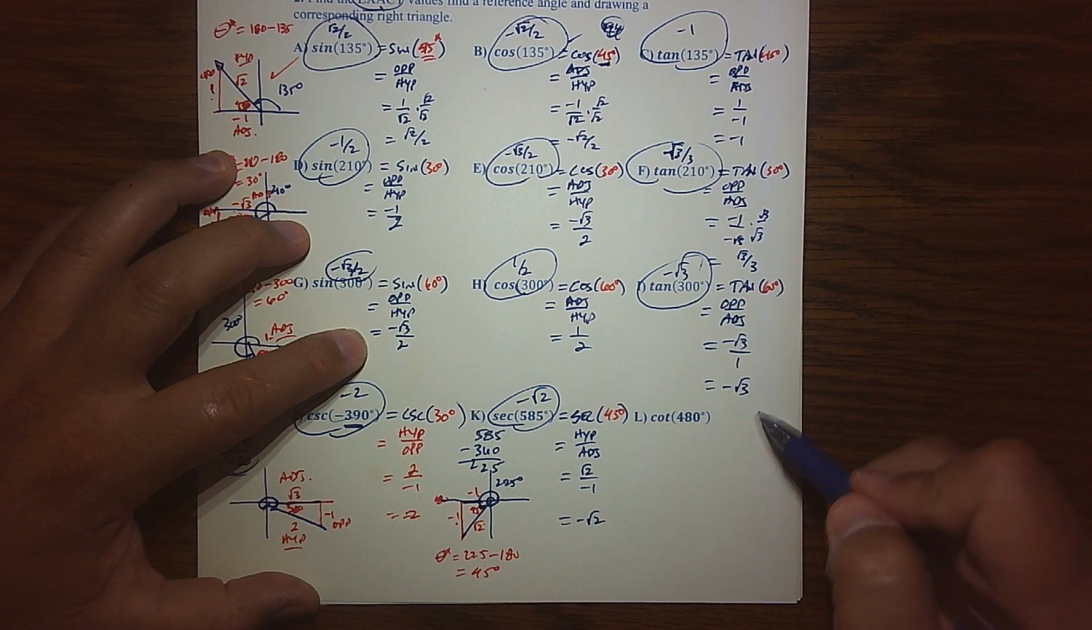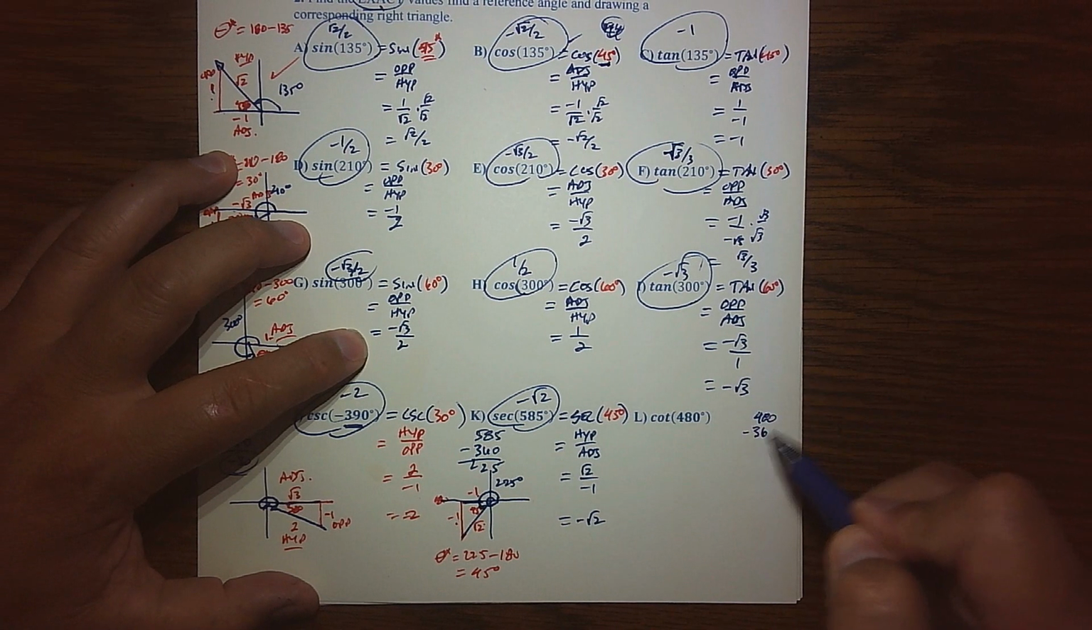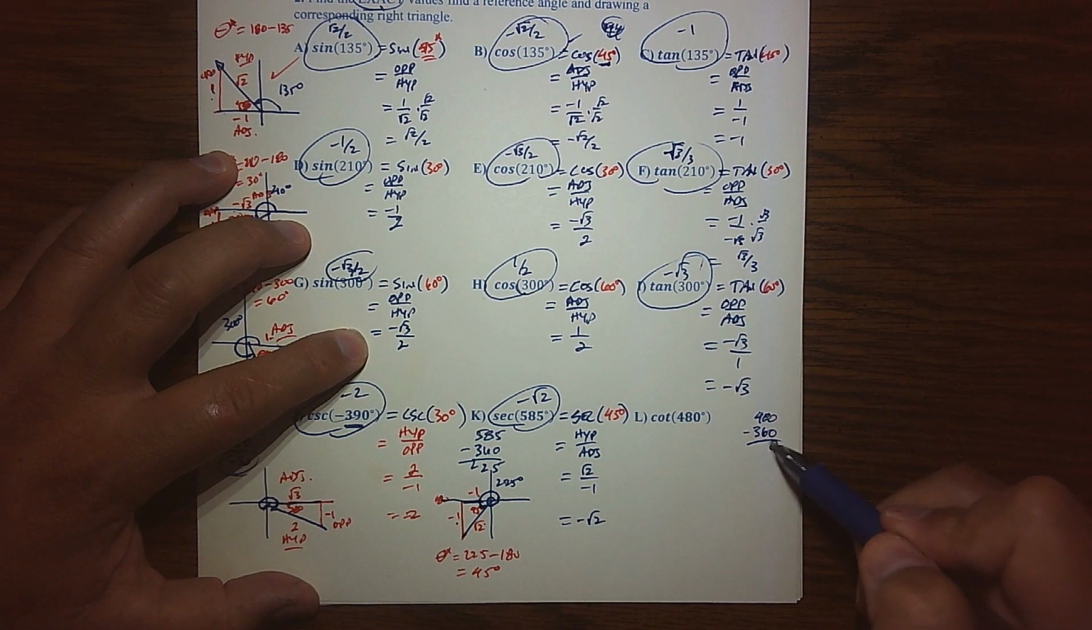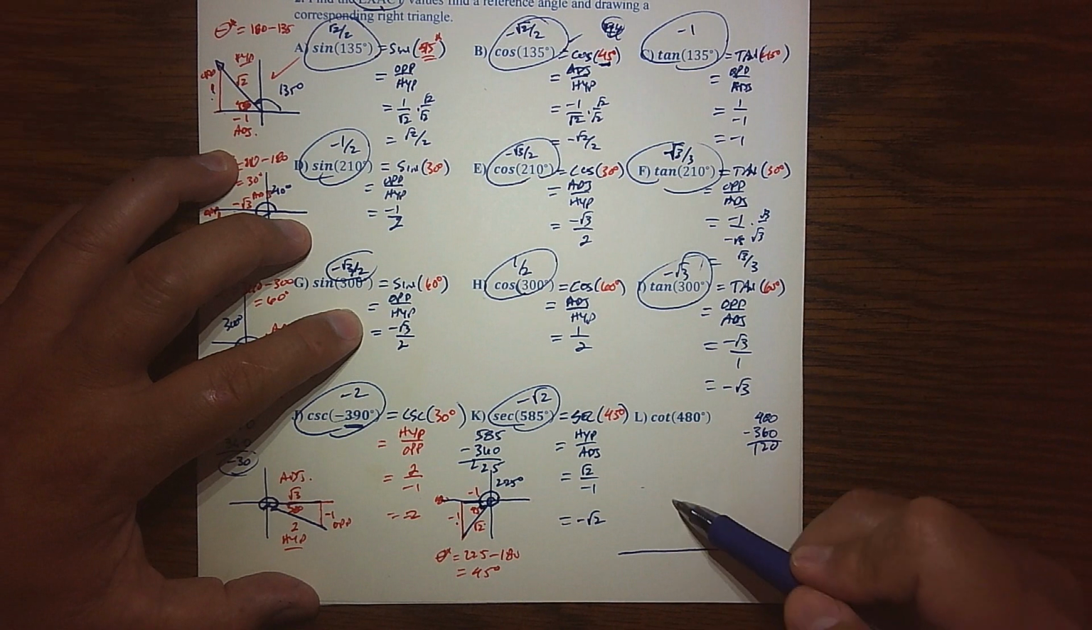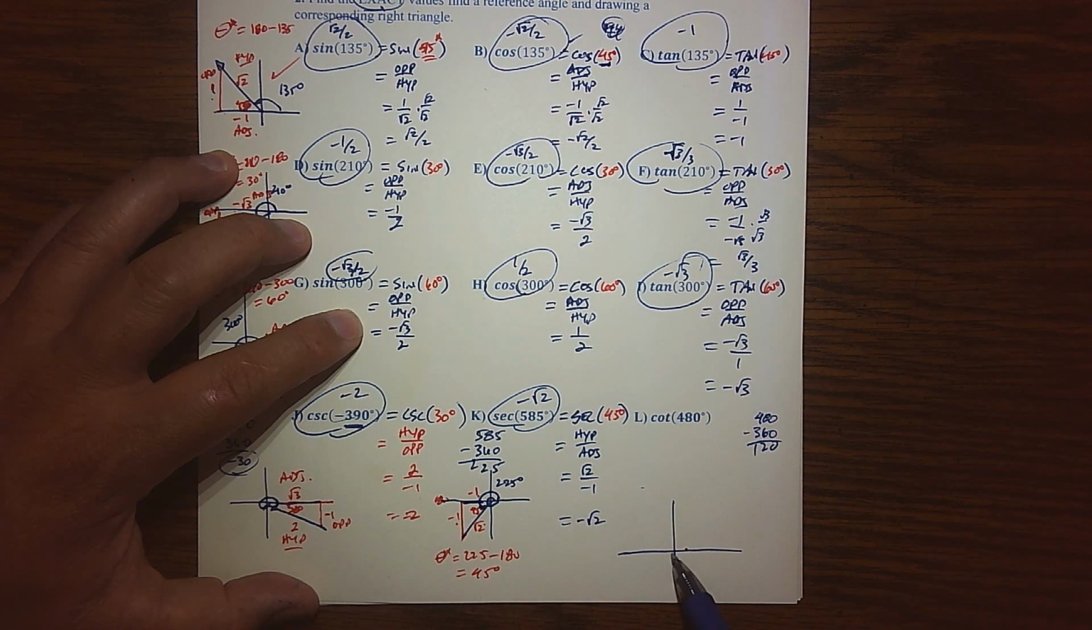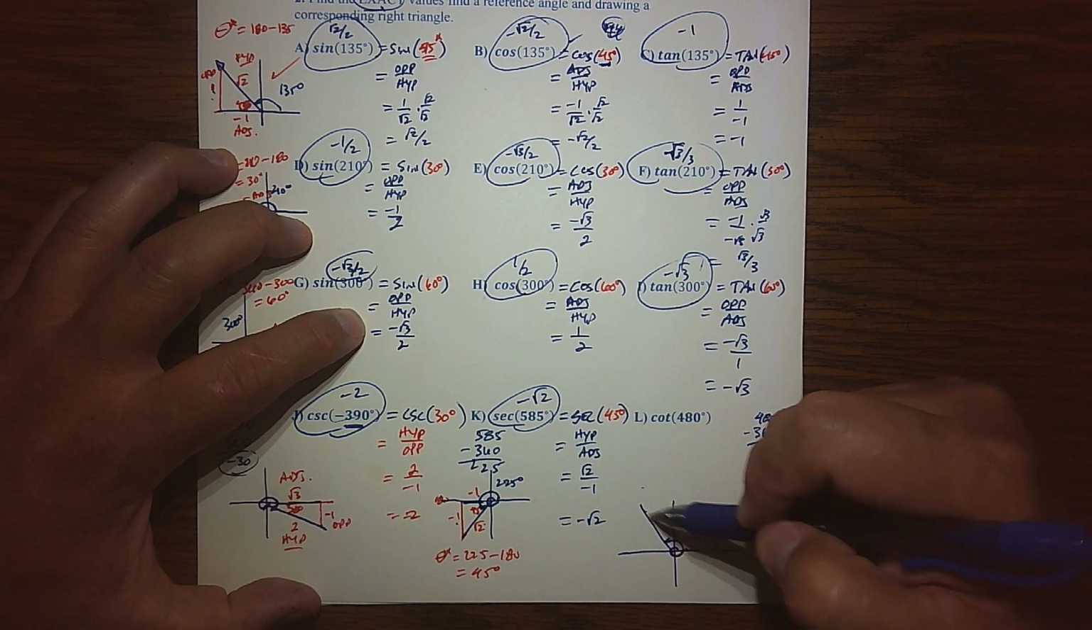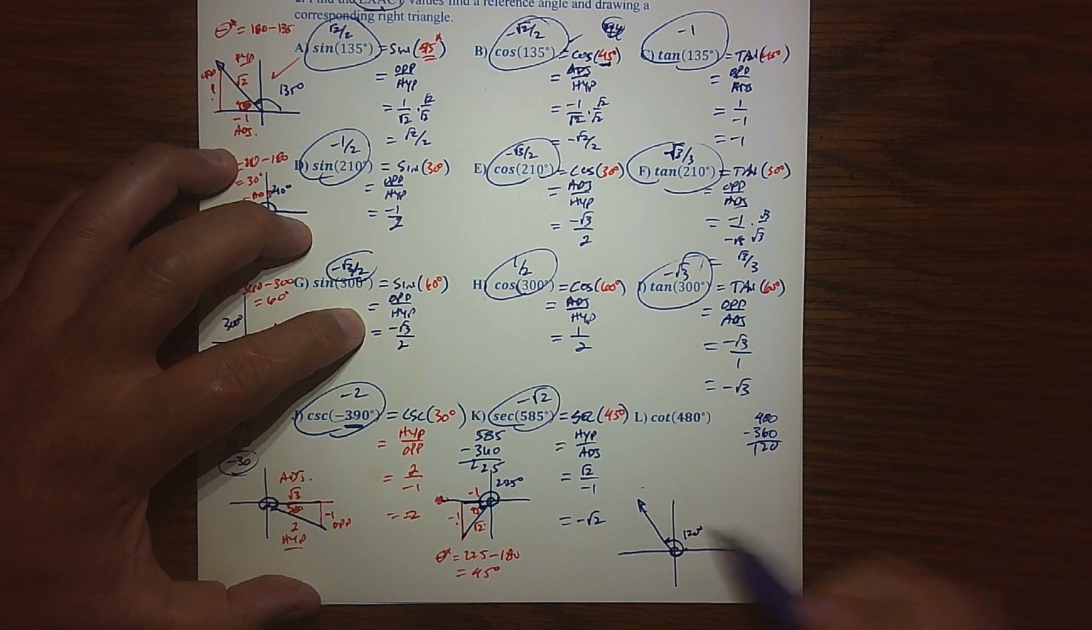So again, first order of business is let's figure out where this is. Let me take away a rotation, 480 minus 360, we get 120. So this tells me I have this picture. Let me draw it down here a little bit. The picture I've got, I'm rotating once and then going 120 degrees. So it's coterminal to 120 degrees.